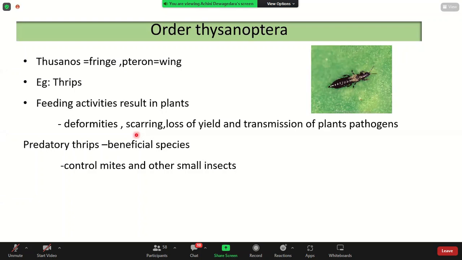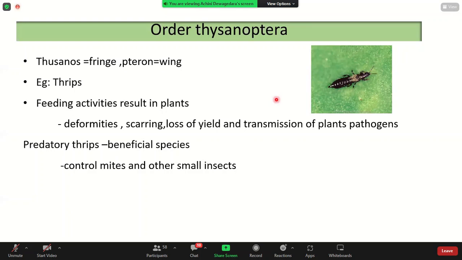And if you have seen thrips, if we take a Ficus benjamina tree, and observe the leaves closely, definitely you will see these thrips, because they are rolling the leaf and living inside the leaf. Most of the time they are found on Ficus trees.